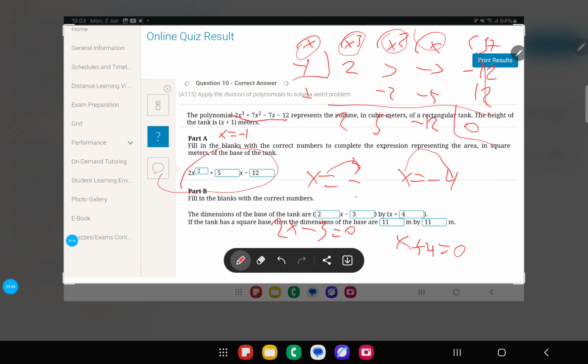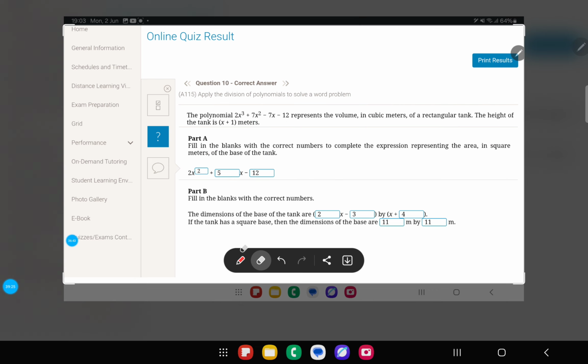Now for the last one, they want, if the tank has a square base, and the dimensions of the base are 11 meter by 11 meter. Okay, we have to find 11 and 11. Okay, so what we have to do is, let me just erase everything. What we have to do is make 2x minus 3 equals x plus 4.